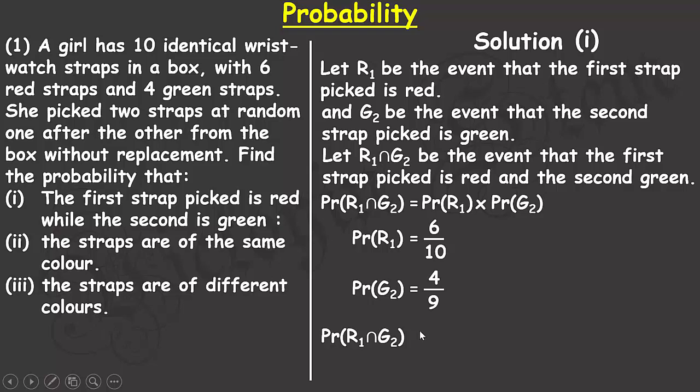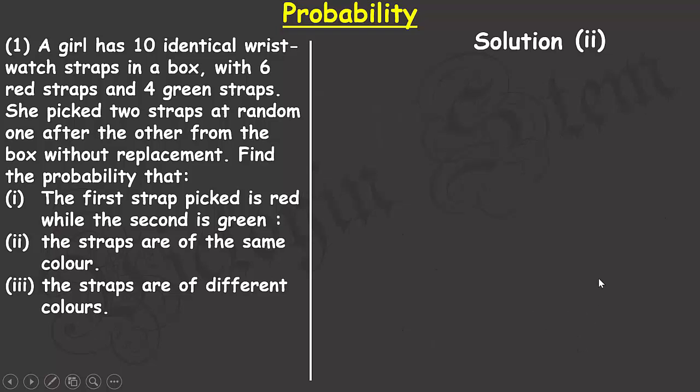Now to figure out this first problem, the probability of picking the first strap red and then the second one green will now be 6 divided by 10 multiplied by 4 divided by 9. So 6 times 4 is 24, and then 10 times 9 is 90. So 24 divided by 6 is 4, and then 90 divided by 6 is 15. So the probability that the first strap picked is red while the second one is green is 4 divided by 15. Now to the second question.